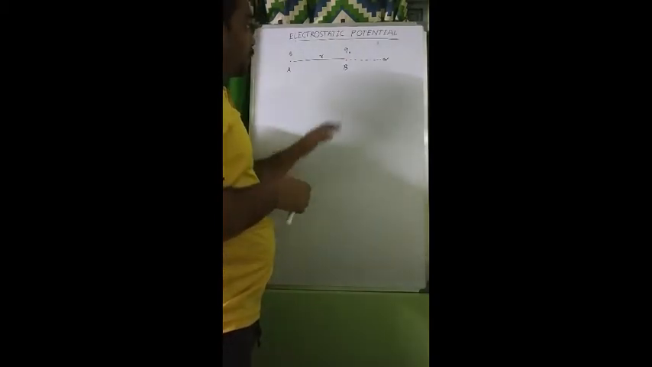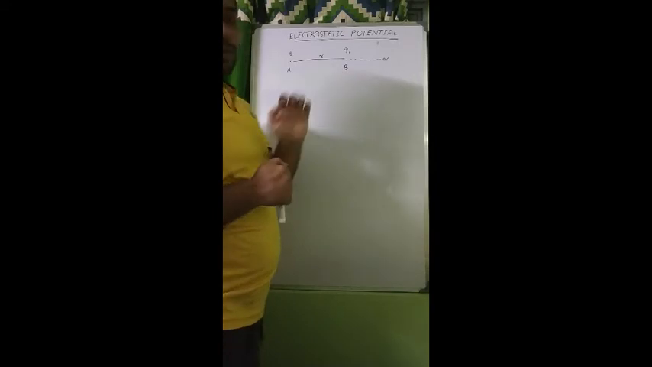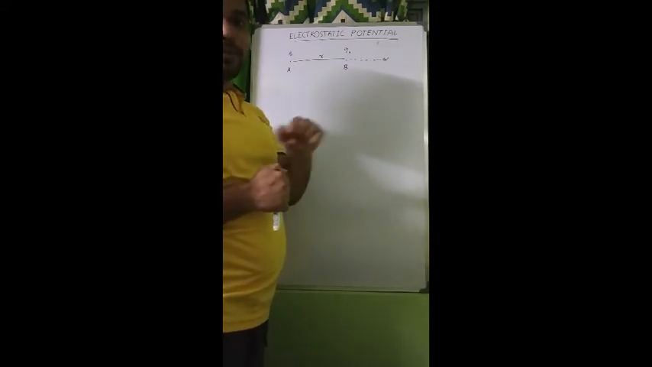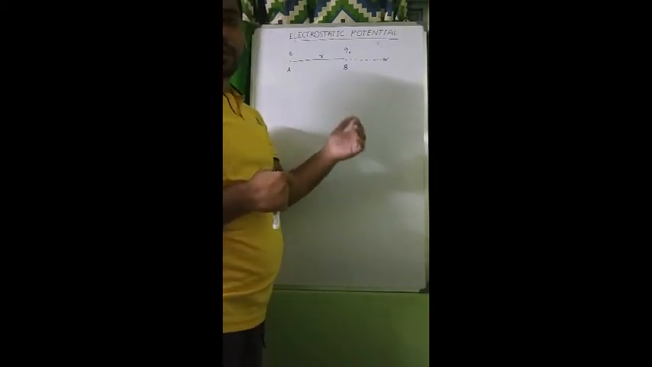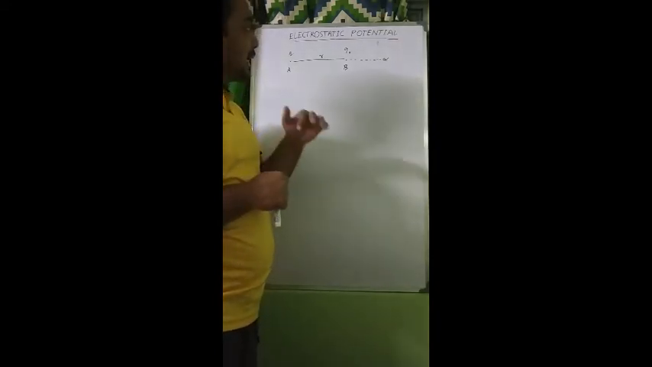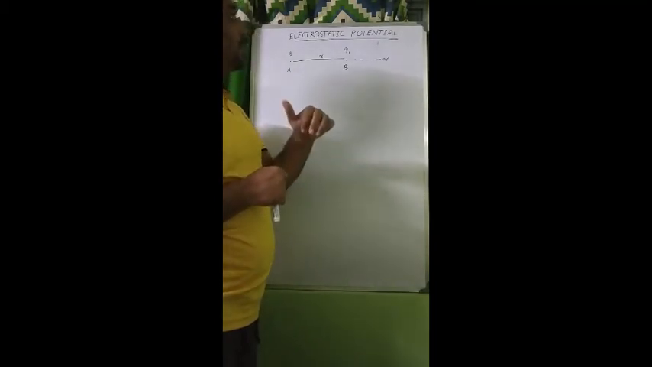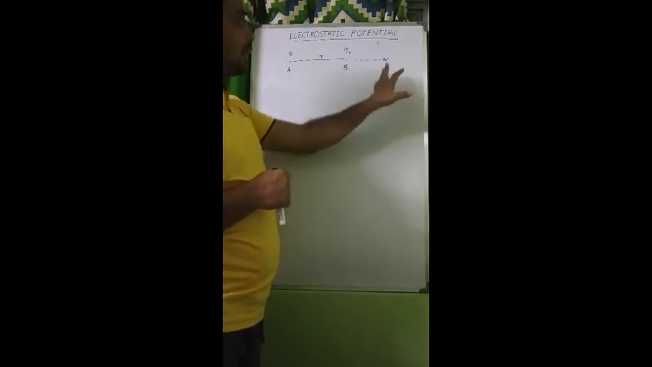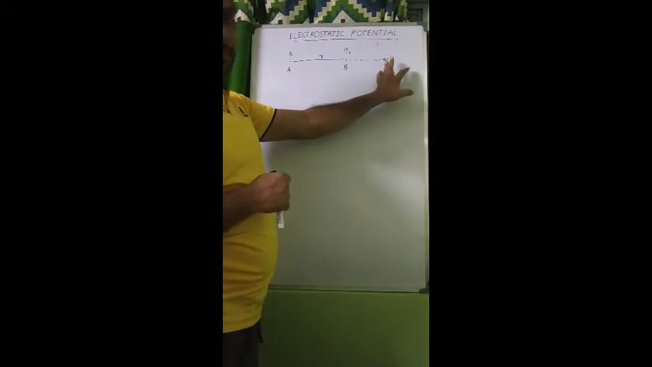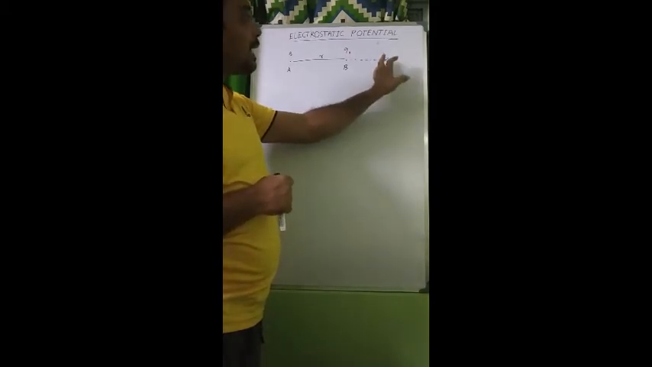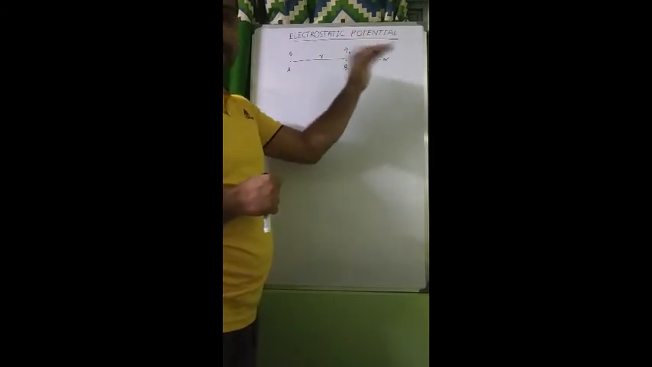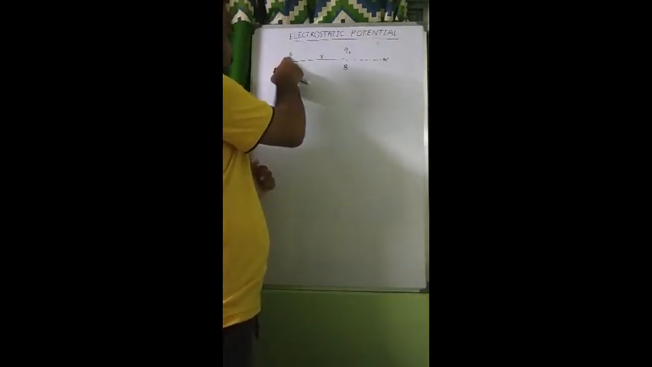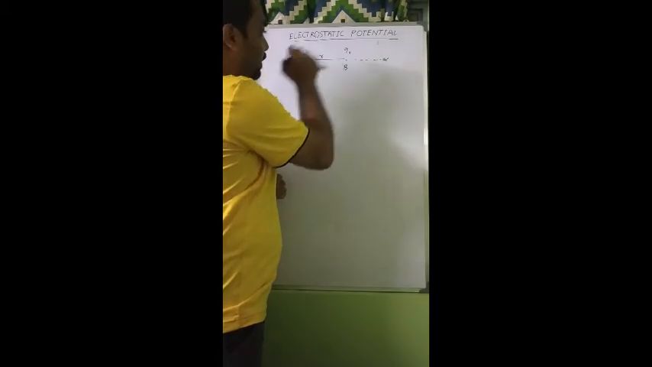While we are finding potential, we always have to consider two different points. We cannot find the absolute potential of any point. We can find only the difference between the potential of two points. Because of that, to find the potential, the reference point we are considering is infinity, and at infinity the potential due to this charge Q is always 0. Now, due to this charge Q, what should be the potential at this point?